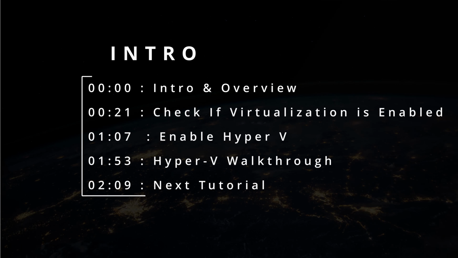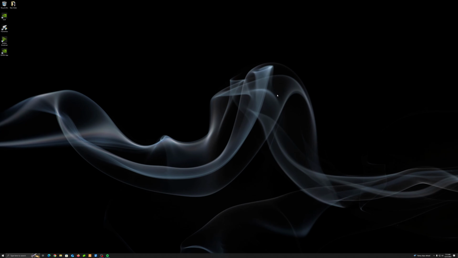Welcome to today's tutorial. I will show you how to install or enable Hyper-V on Windows 10. Hyper-V allows you to create virtual machines on your Windows 10 installation. There are a few requirements for enabling Hyper-V. First, make sure you're running Windows 10 Pro, Education, or Enterprise editions. If you have Windows 10 Home version, this will not work for you.